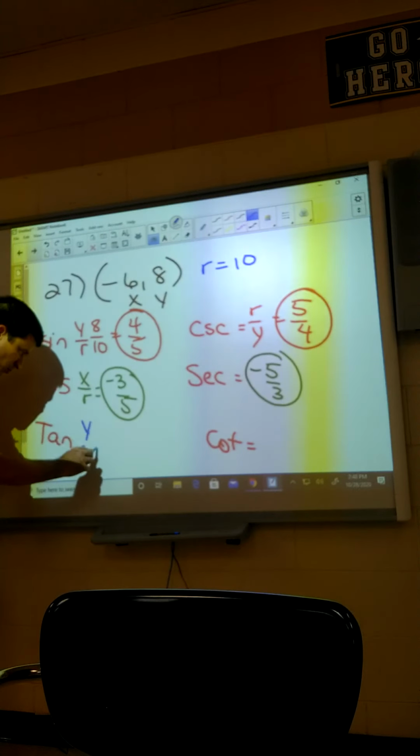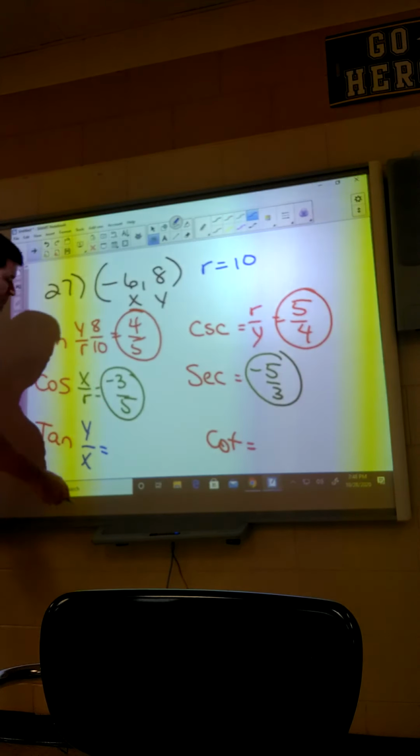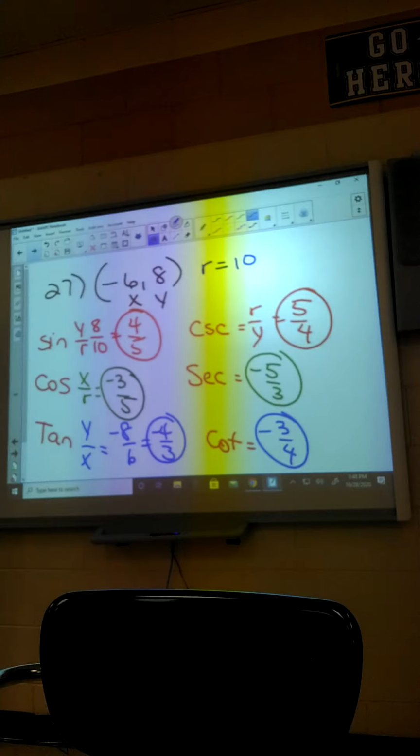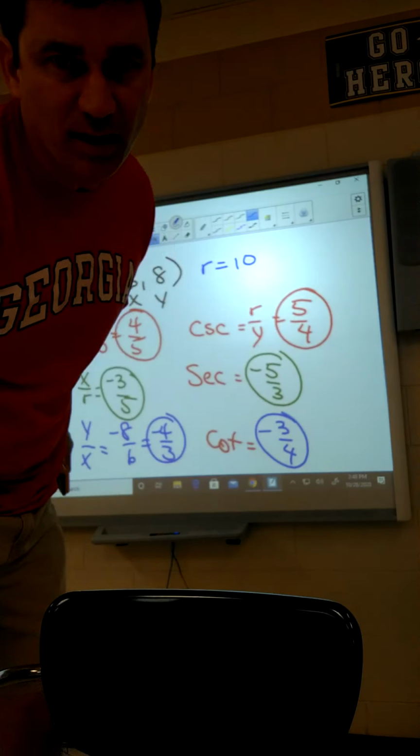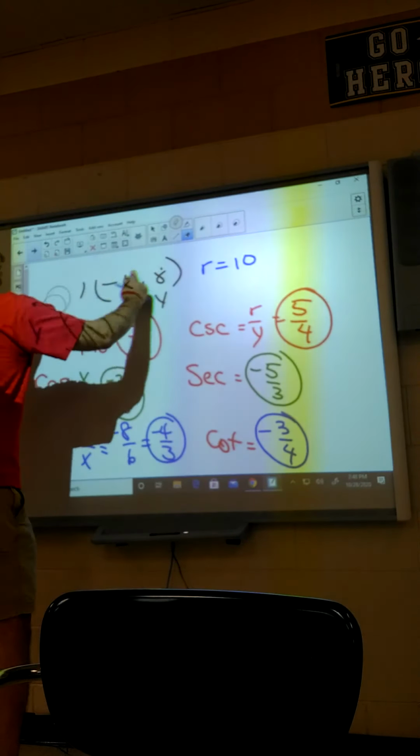All right, let's do tangent is y over x. That's going to be 8 over negative 6. I'm going to put the negative up top. Negative 8 over 6 reduces to negative 4 over 3. So cotangent, flip, it's negative 3 over 4. All right, that's 27. How much time I got? About 3 minutes. All right, let's look at 28 now.